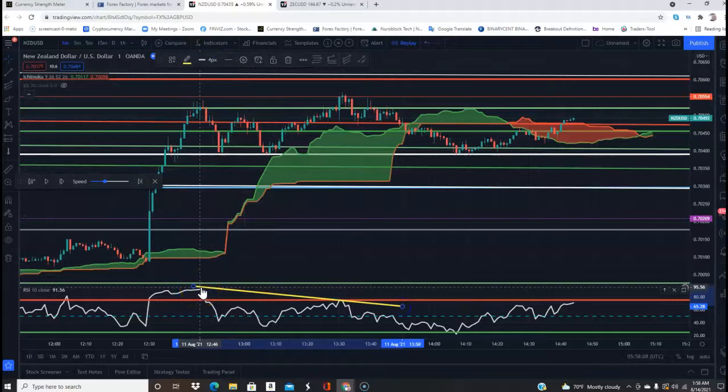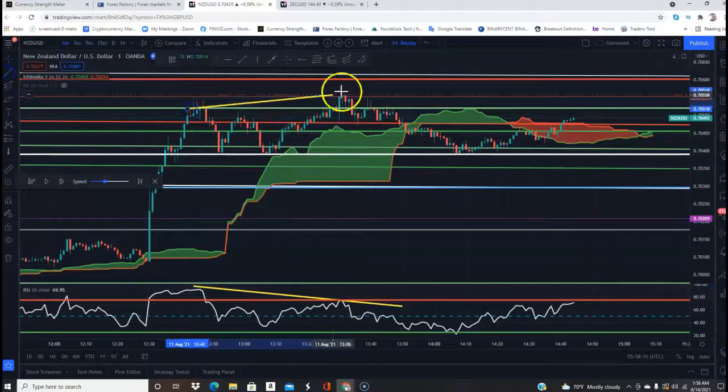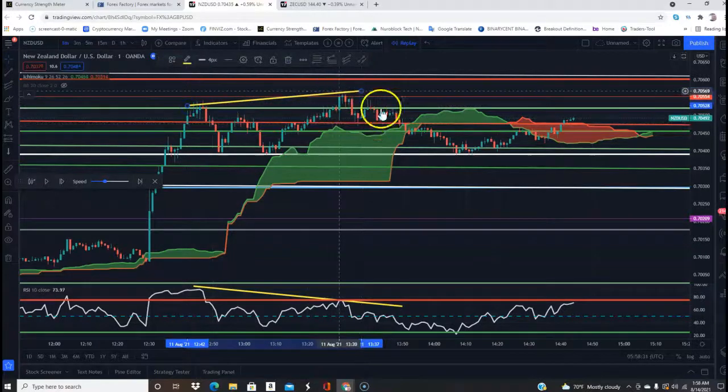Here RSI has created a high, and then RSI created a lower high. But in reality, what happened? The RSI did create the high over here and then price created a higher high over here, but failed to do that with the RSI. This was a very good indication that the market is turning bearish, so we say, hey guys, we're looking for sells. We have a divergence.